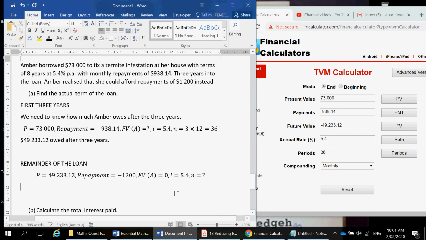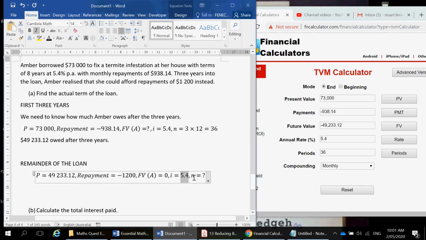And we want to know the number of time periods, because that's what's happening here. We know that it's going to be paid off sooner, we just don't know how much sooner. So that's the situation. For the remainder of the loan, that's the amount she owes. That's what the new repayment is. We want to know when it's down to 0, when she'll owe nothing.